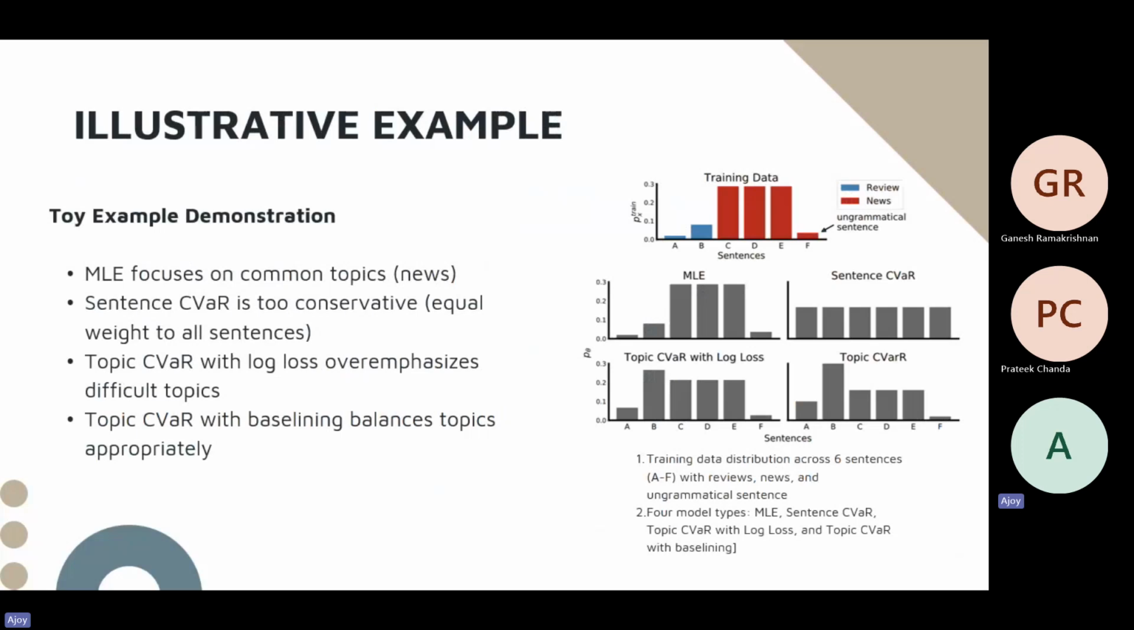Next. So this was just an example of how it's done. Over here, if this is our training data, in MLE, you just look at the ones which have higher average, which is over here. Sentence CVR just gives all of them almost equal weightage based on how tough they are. Now, when you just use log loss, the ones which have high loss, for example these which have high entropy, are still given higher weightage. But over here, we have changed the complete thing, because the toughest to learn is the B1, which was the review, while the news were easier than that. So they now change the weights.